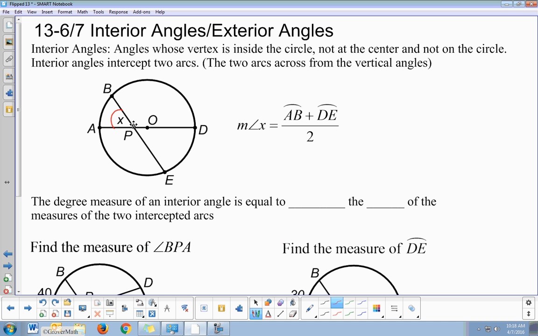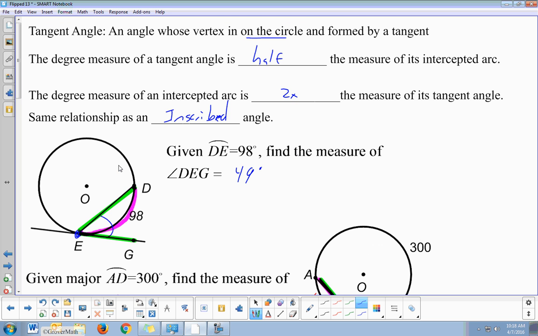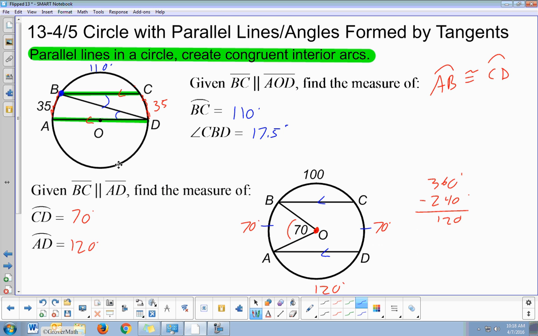the vertex for angle X is at point P. The center of this circle is point O. So notice that the vertex of this angle is not at the center, and it's not on the circle. Every angle we've worked with up to this point have been one of those two things. Let me get you an example here. Like here we saw a central angle because the angle was at the center of the circle. The vertex was at the center.